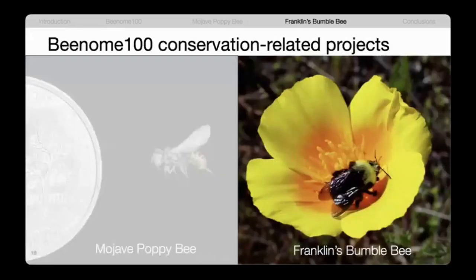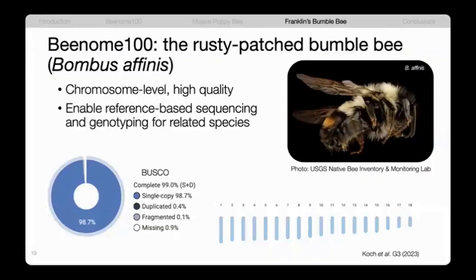Next, I'd like to tell you a little bit about our work on Franklin's bumblebee, a highly endangered bee species, and how we're using a high-quality reference genome of a related species to aid conservation and identifying key population parameters of this endangered species. As part of the Beenome100 project, we've focused especially on some of the North American bumblebee species, many of which are endangered or threatened, as you saw earlier in my talk.